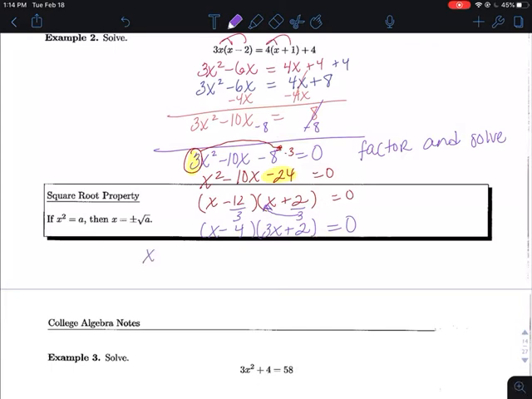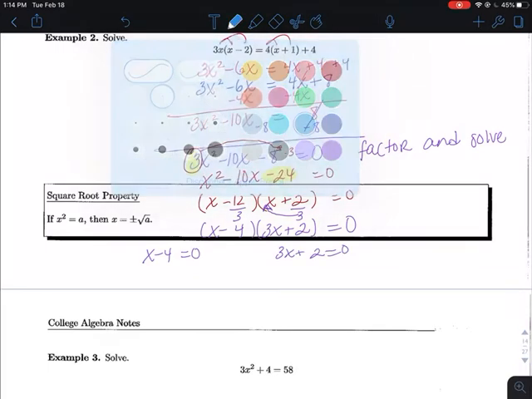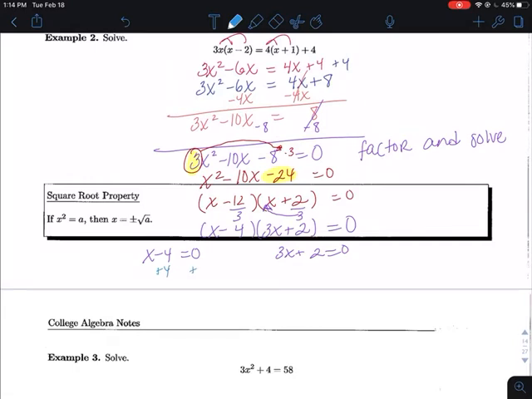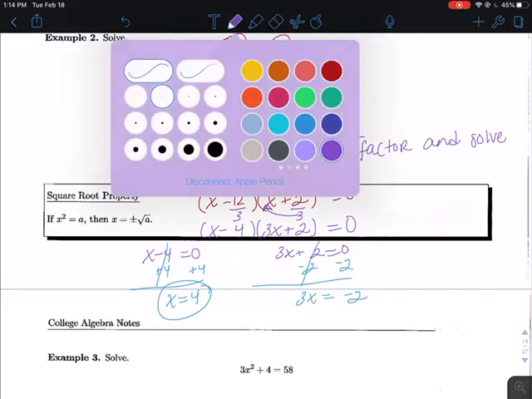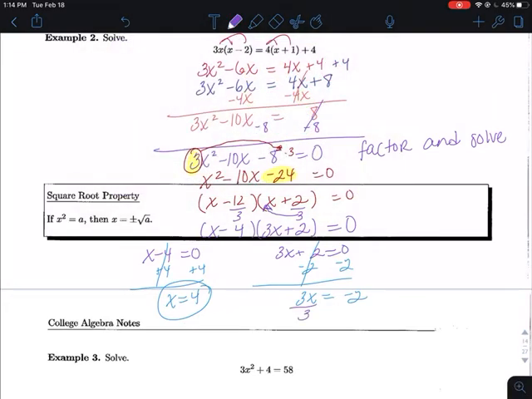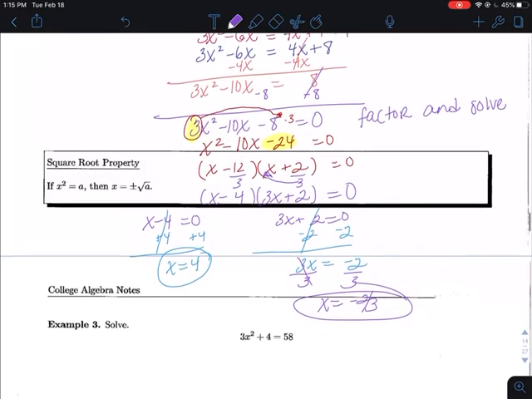The final step is to set both parentheses equal to 0. I'm going to add 4 to both sides here. X equals 4. I'm going to subtract 2 from both sides. 3x equals negative 2. Divide both sides by 3, and I get x equals negative 2 over 3. So those would be your two answers for x.